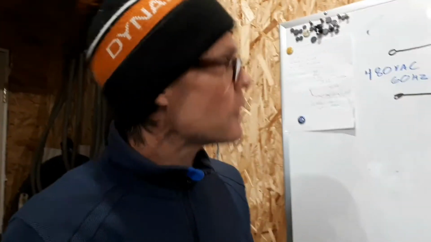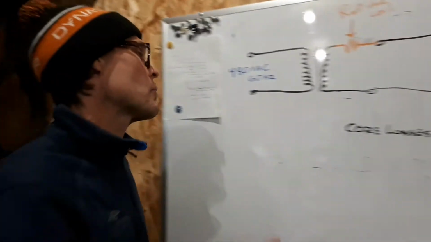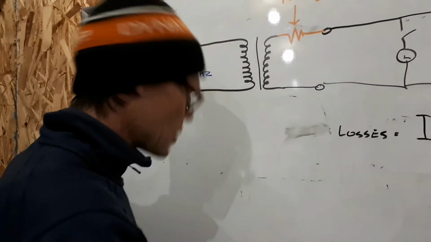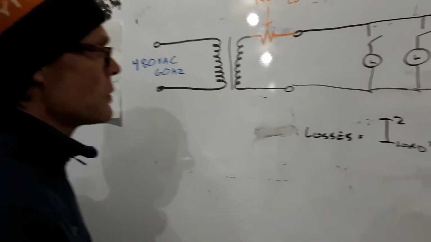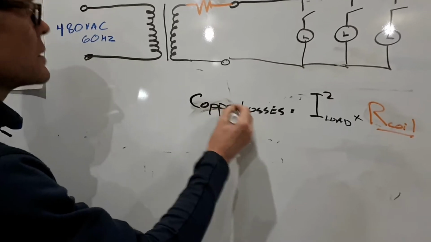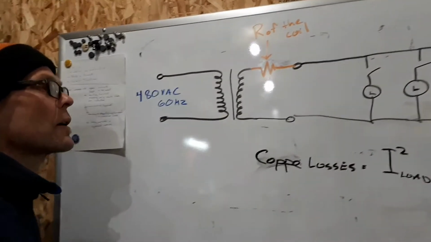All right, so now we talked about core losses. Now we're going to talk about copper losses. Last video we talked about core losses. Those are always going to stay the same. The core losses are because of our exciting current.